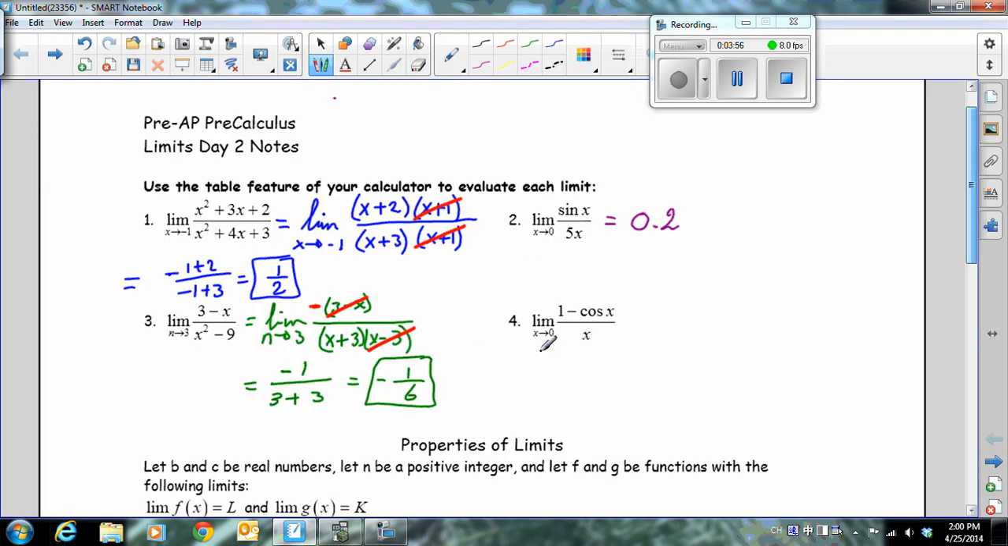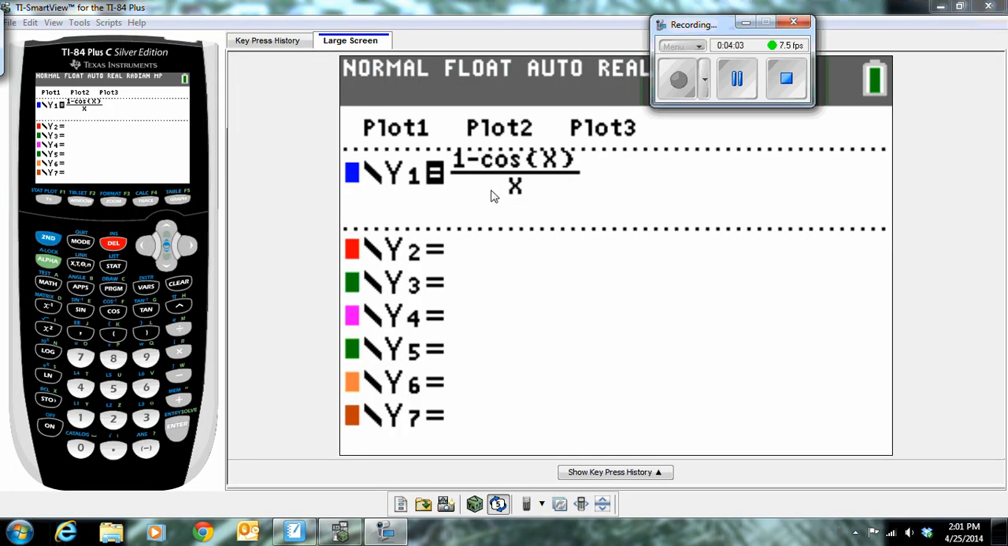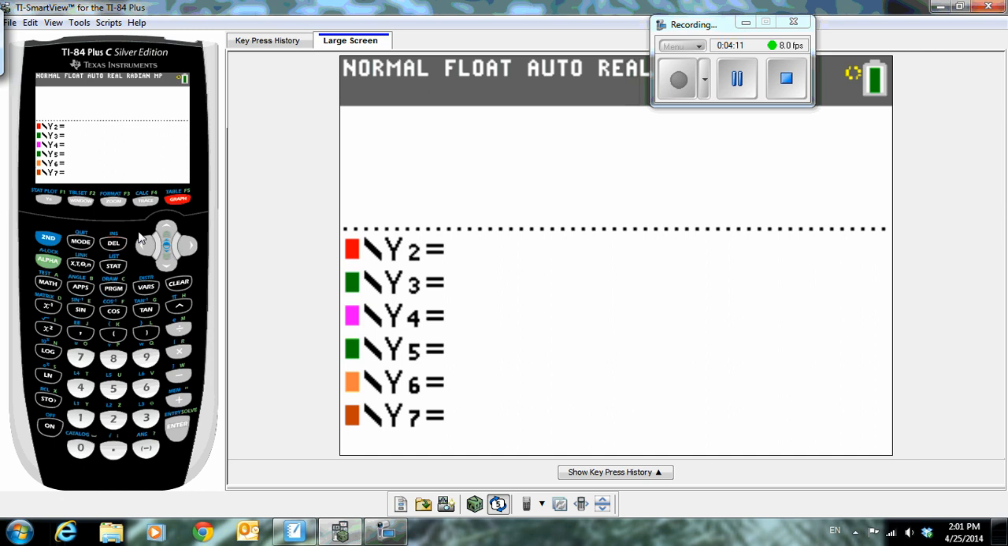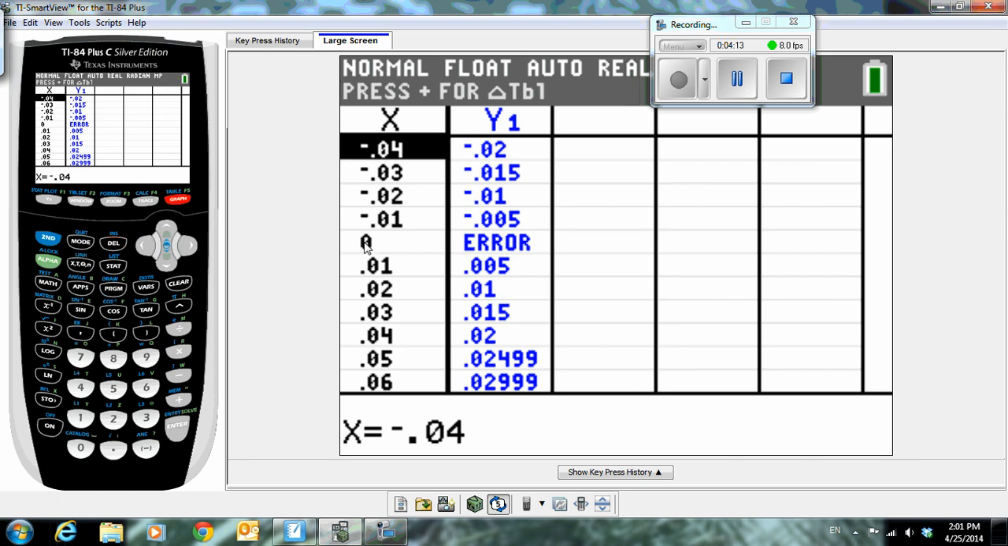The next one says limit as x approaches 0 of (1 - cos x) over x. What I want you to do is put this on your calculator. Once you put it on your calculator, I will leave my table set the same way as it was, starting at 0, and I will just go to my table. Now this time, I want to know the limit as x approaches 0. Check this out. As it approaches 0 from the left, it gets to -0.005. From the right, it gets to 0.005. Yes, these two are not the same, but they are both equidistant to which value? They are both equidistant to 0.